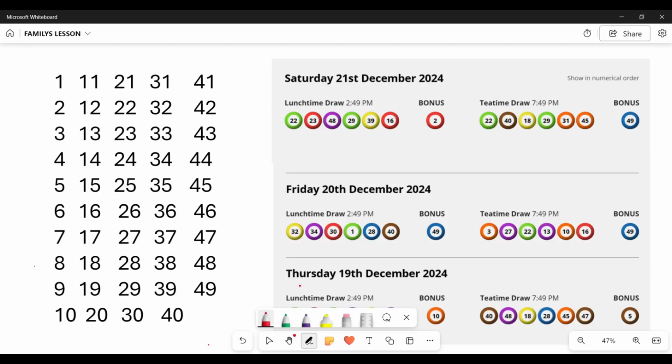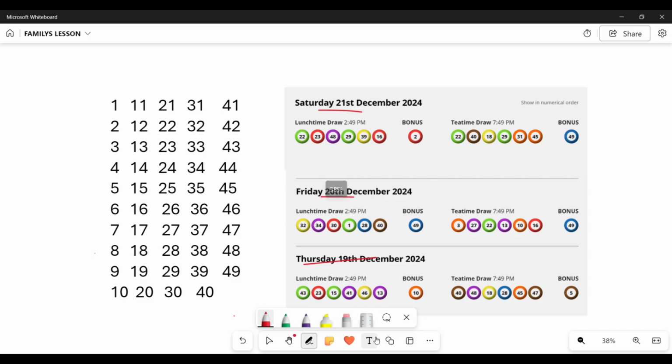So here I have 3 results, the 19th, the 20th and the 21st of December results. This one I extracted from UK 49. So we'll start with the first results, which is from the 19th. We'll analyze them together and see whether we have certain families. So we'll start with this one.